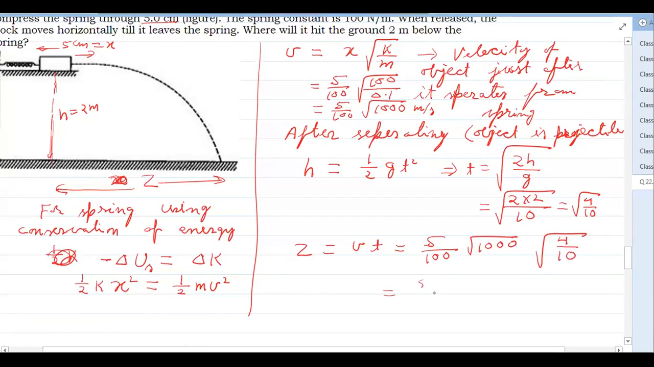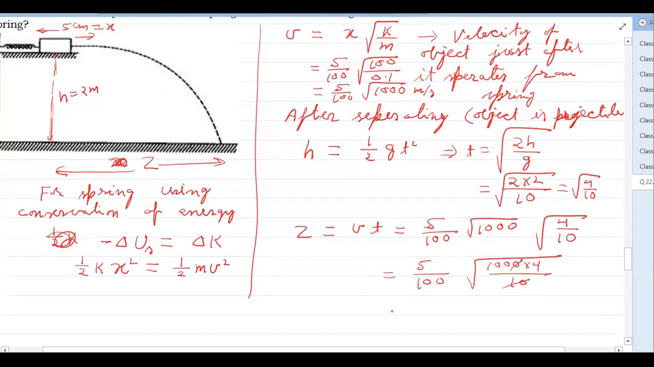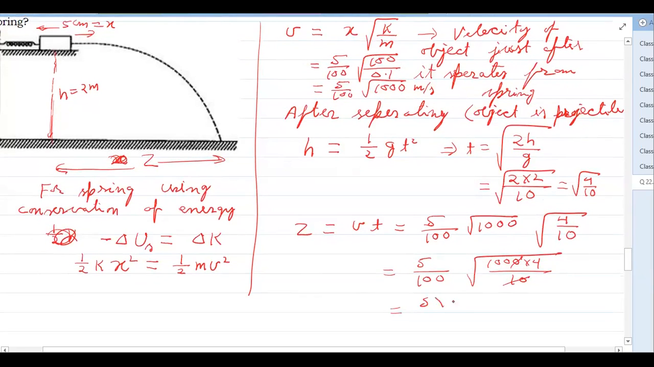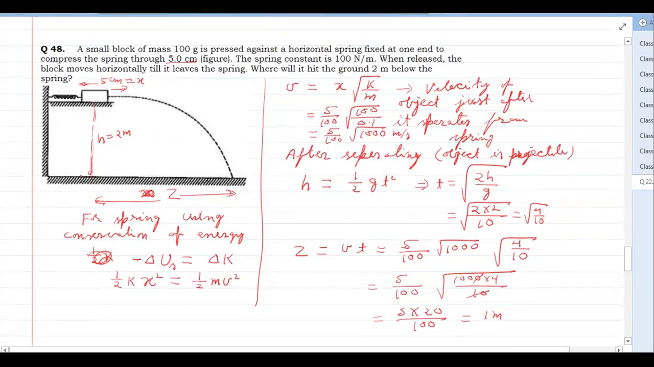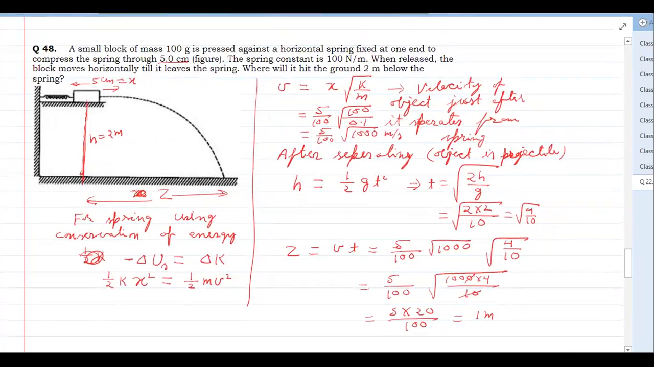So if we solve it, 5 by 100 and in root it is 1000 into 4 by 10. So 10 cancelled, so 400. So 400 root is how much? 20. So 5 into 20 by 100. So we are getting 1 meter. Okay, so the object will land at 1 meter distance. Okay, the object will land at a distance of 1 meter from the point below the object. Okay, so this is the answer.